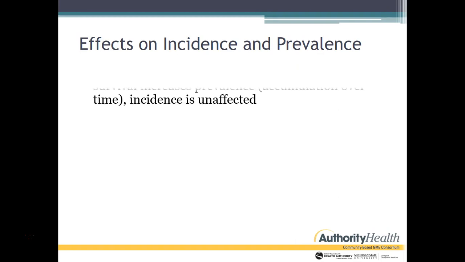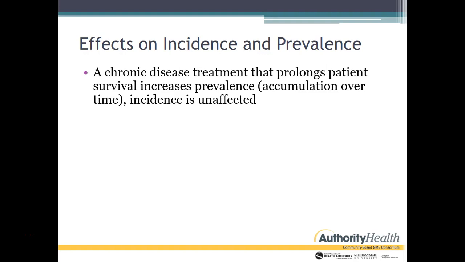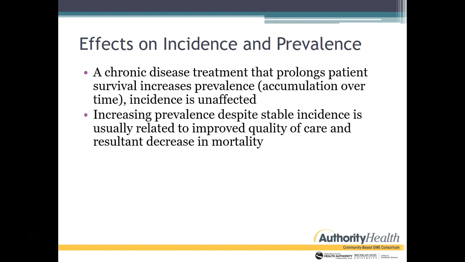All right, so let's go over some effects on incidence and prevalence. These are classic board topics. So let's start with a chronic disease treatment. Something that prolongs patient survival would increase prevalence. Makes sense, accumulation over time. However, the incidence would be unaffected. If you note that you have increasing prevalence despite a stable incidence, you know that's usually related to improved quality of care. So lots of changes in medicine. This could be a very real possibility as care increases and the resultant decrease in mortality occurs. You will see prevalence that's increasing.